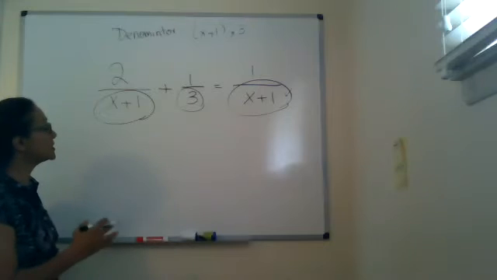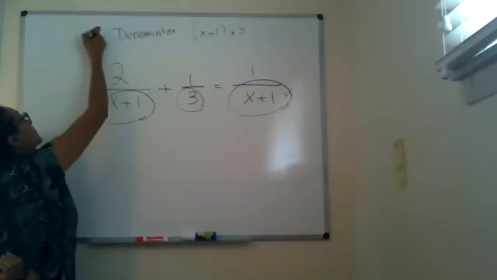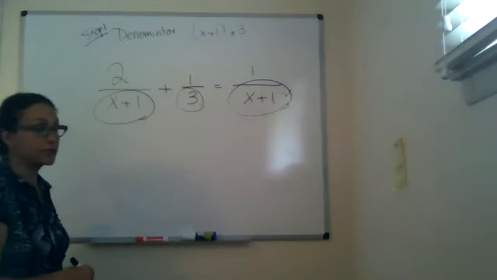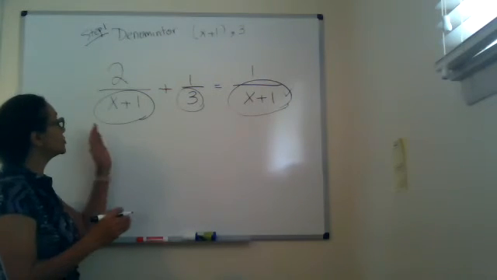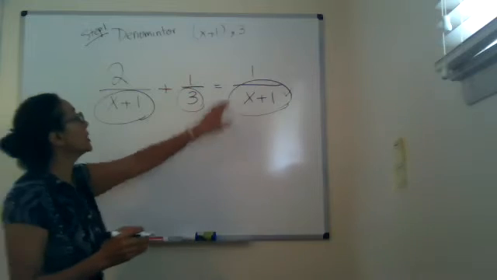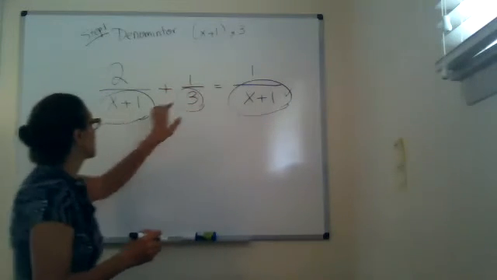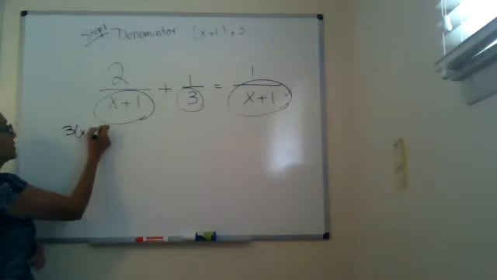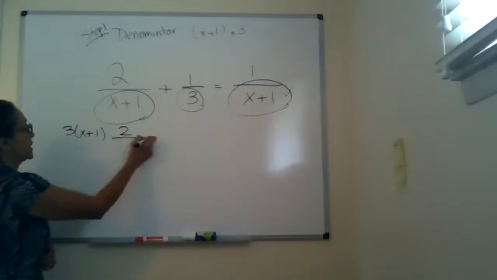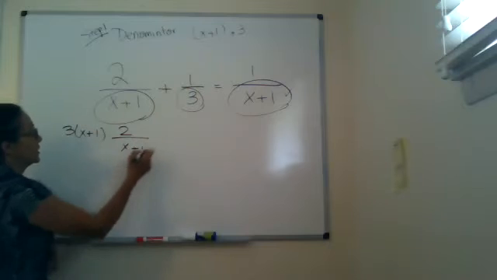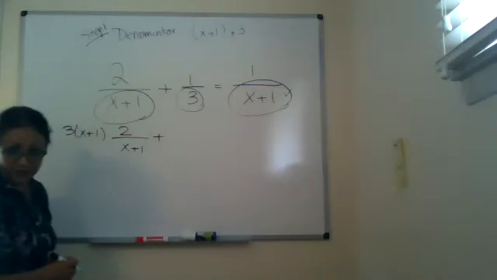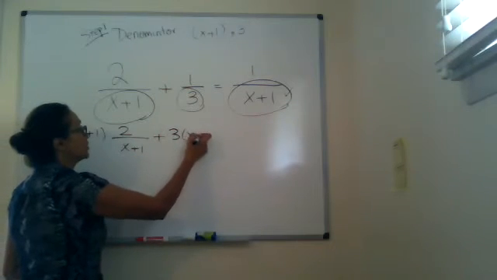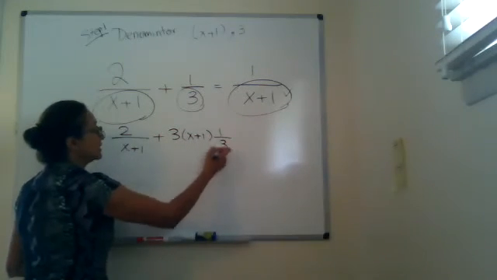So you say whatever's in the denominator. So that was step 1, which is where we determine what's in the denominator. Then the next step is you multiply every single term by what was in the denominator. So in the first one, I have to multiply it by 3 times x plus 1, times 2 over x plus 1, plus I also have to multiply the second term by what was in the denominator, and that is 3 times x plus 1 times 1 over 3.